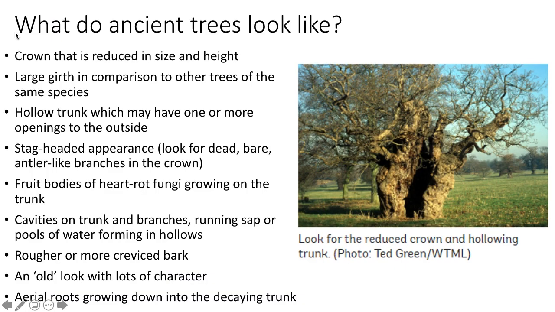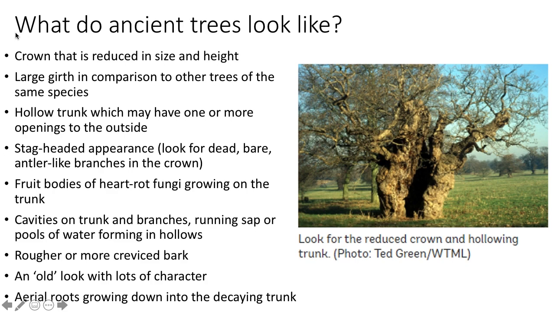So what do ancient trees look like? Some of the key features to look for in a tree. We'll just run through this list on the left. So as we've talked about, the crown, which is that top half of the tree from the lowest branch to the highest leaf. The crown is reduced in size and in height. They have a large girth in comparison to other trees of the same species. They often have a hollow trunk, which may have one or more openings to the outside, as you can see quite nicely in the picture on this slide.